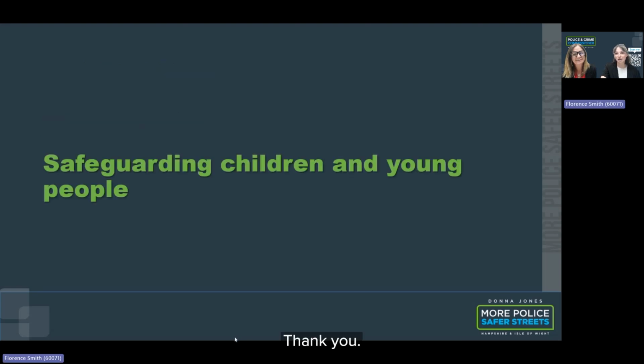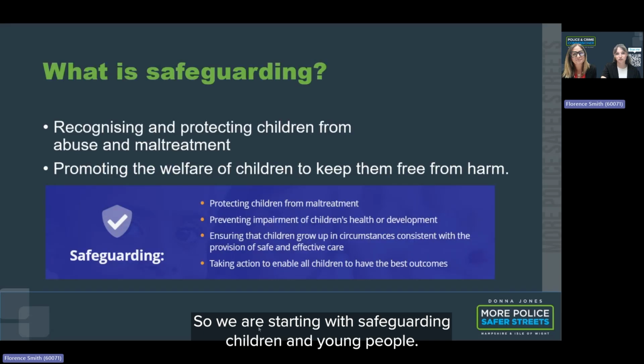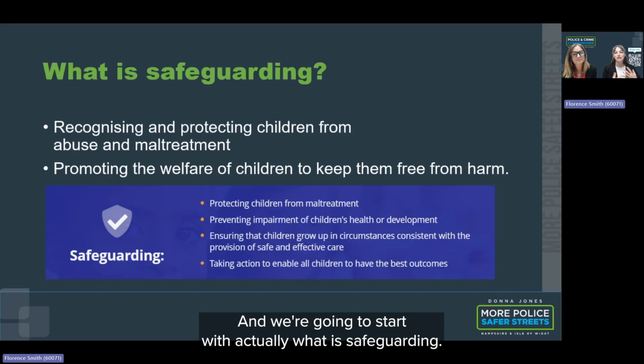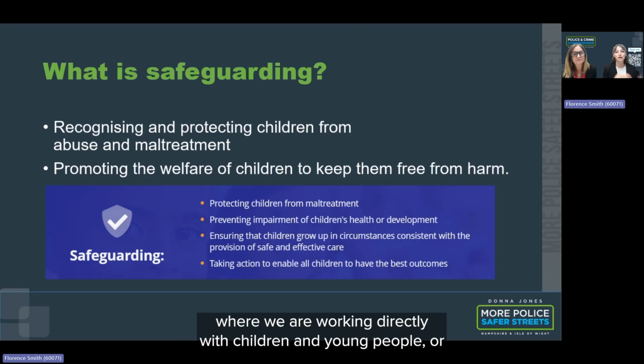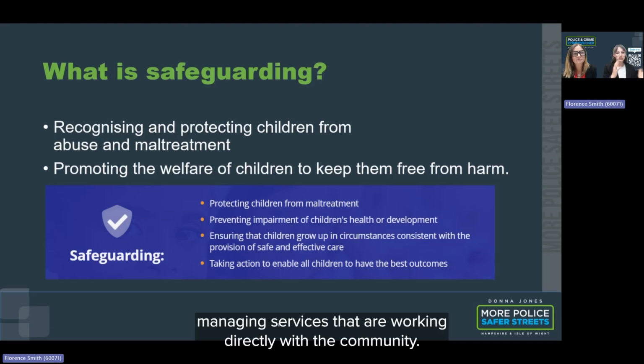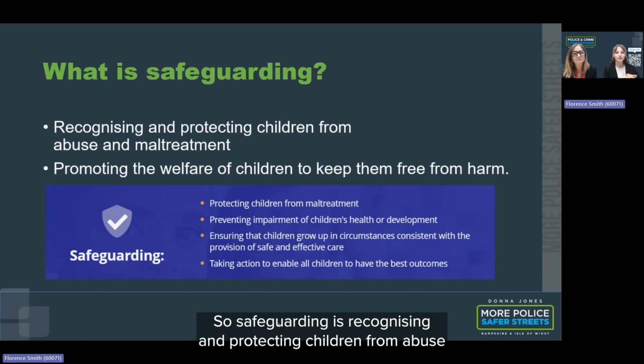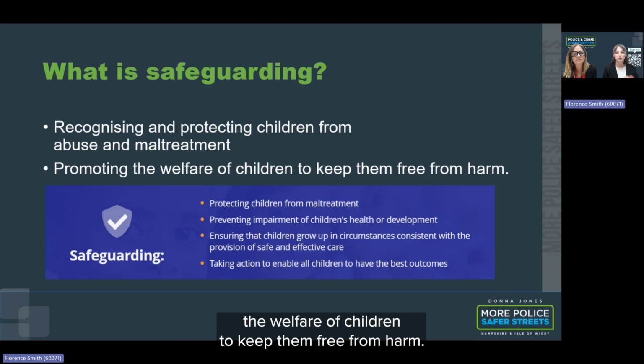Thank you. So we are starting with safeguarding children and young people, and we're going to start with what safeguarding actually is. Whatever our role is, it is crucial that we understand what safeguarding means and what our responsibilities are, especially within our organisations where we are working directly with children and young people, or managing services that are working directly with the community. So safeguarding is recognising and protecting children from abuse and maltreatment, and it's about promoting the welfare of children to keep them free from harm.